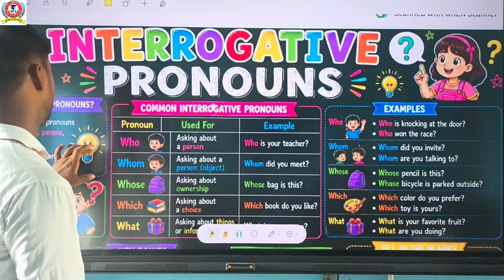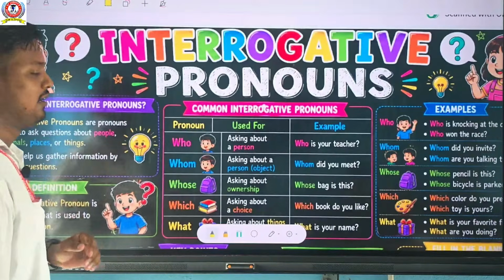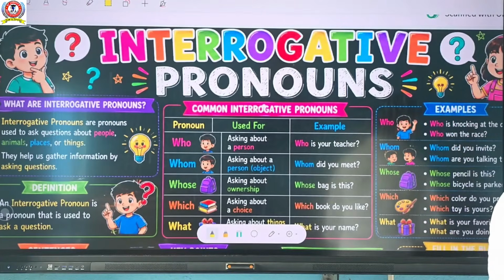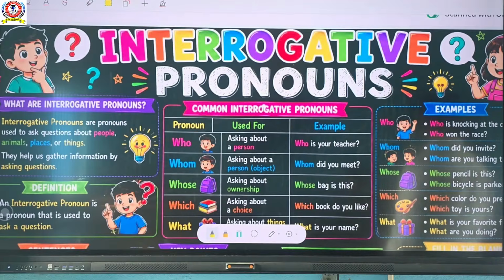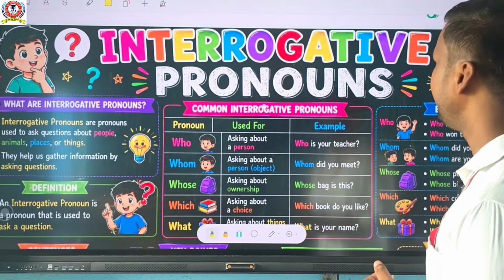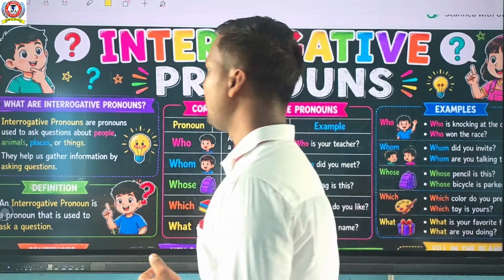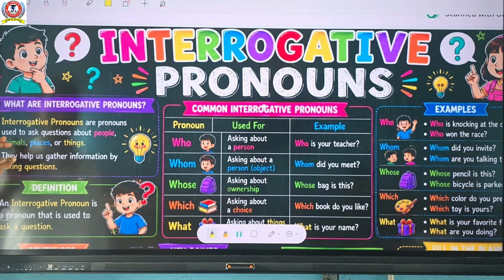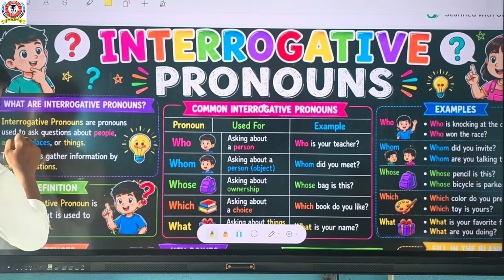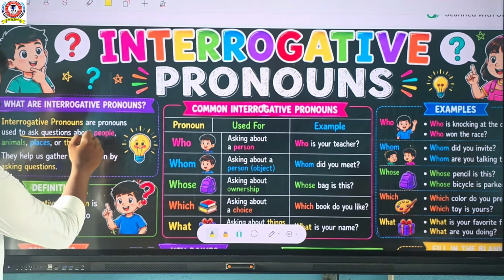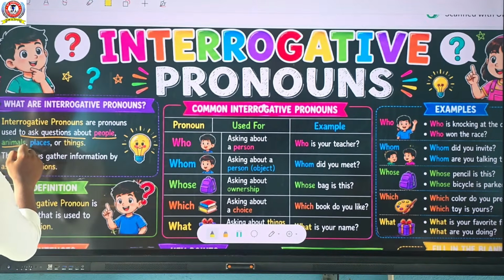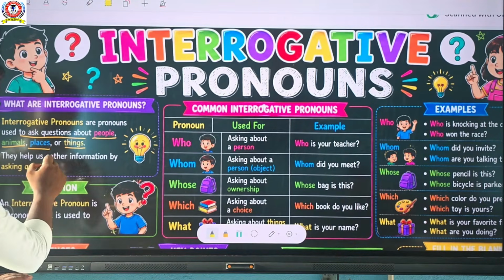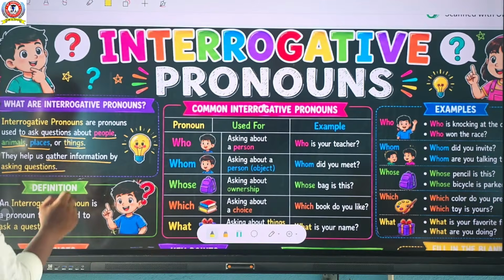Interrogative pronouns. So first we discussed relative pronouns, then we discussed demonstrative pronouns. Now we are discussing interrogative pronouns. What are interrogative pronouns? Interrogative pronouns are pronouns used to ask questions about people, animals, places, or things. And they help us gather information by asking questions.